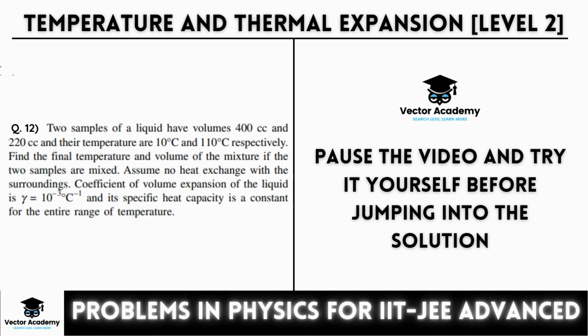Question 12. Two samples of a liquid have volumes 400 cc and 220 cc and their temperatures are 10 degrees Celsius and 110 degrees Celsius respectively. Find the final temperature and volume of the mixture if the two samples are mixed. Assume no heat exchange with the surroundings. Coefficient of volume expansion of the liquid is gamma equals 10 to the power of -3 per degree Celsius, and its specific heat capacity is a constant for the entire range of temperature.